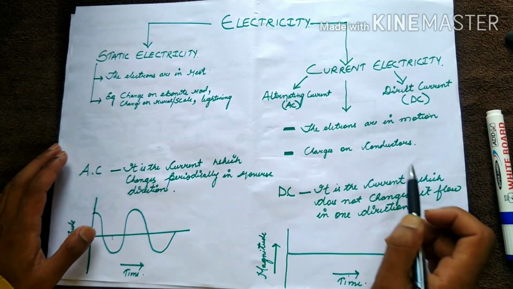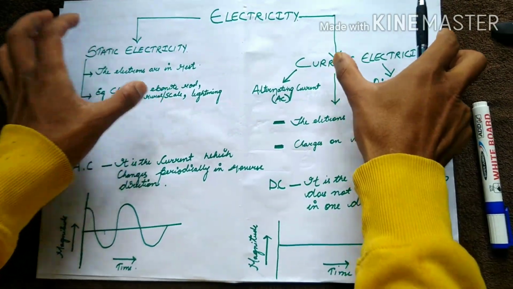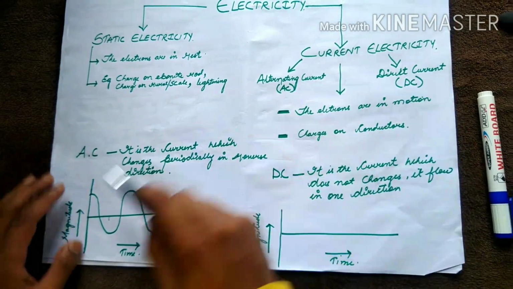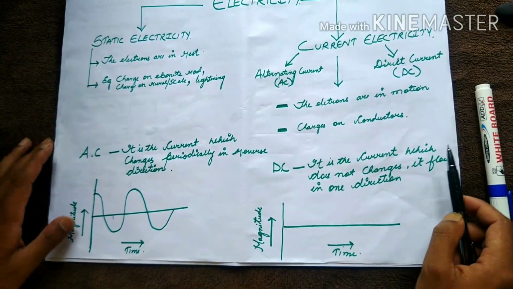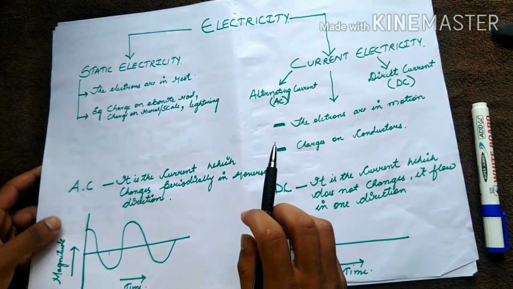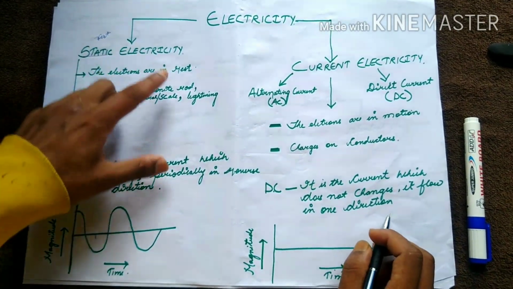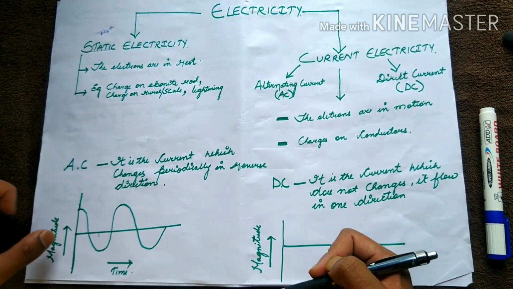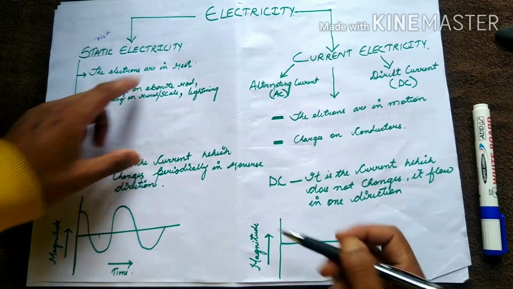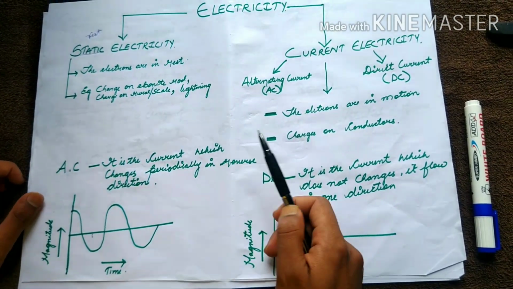Now let us study the classification of electricity. Electricity can be classified into two broad categories: static electricity and current electricity. Alright students, so let us study one by one. Static electricity, in a very simple way, static means rest. So electricity where electrons are at rest is called static electricity. The electrons are at rest. Now the question comes, where can we find this kind of electricity?